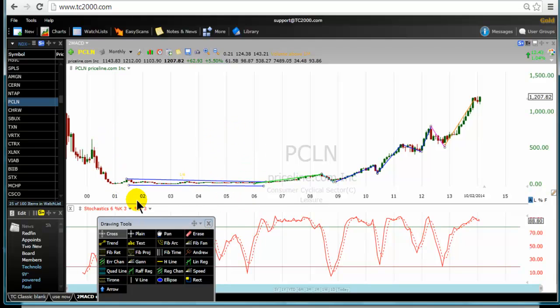So I have done my homework already here. Following our guidelines, you can see that there was a correction here around this session where I'm moving my cursor. We are now on the monthly chart looking at Priceline.com Incorporation. This is an American stock listed on the Nasdaq 100.